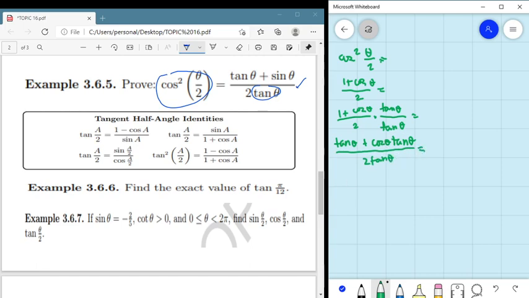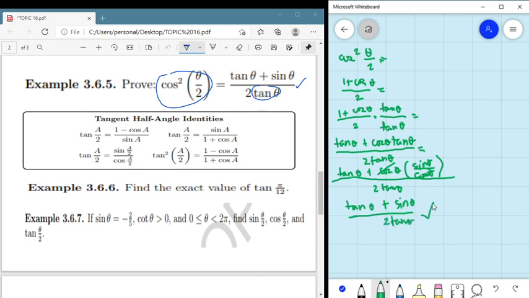Then the tangent in the numerator will be replaced, since tangent is sine theta over cosine theta. So, cancel cosine, cosine. That's why we can now have tangent theta plus sine theta all over 2 tangent theta. And this is now the required identity.